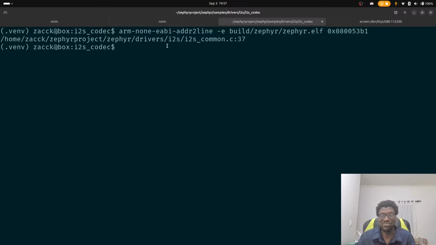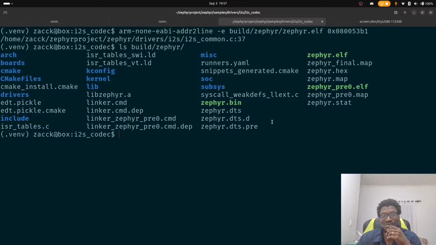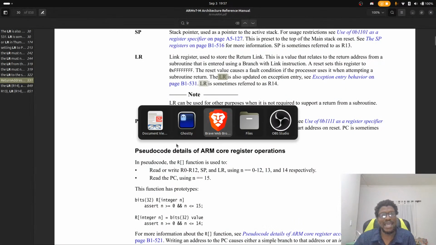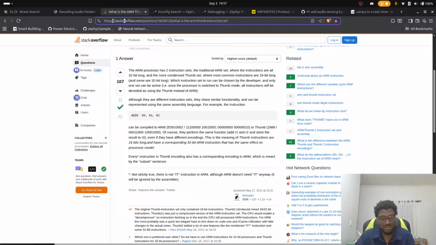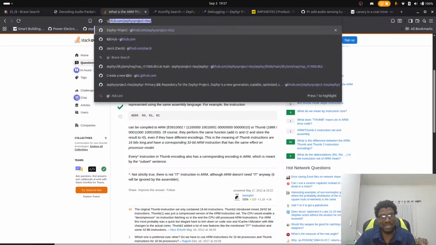Okay. I know it's worked, I know it did the magic, but let's actually just look at what's in build zephyr. So we want to go through this, which is an executable and linkable format file, to tell us what is happening. Basically I2S common.c. I2S common.c. So the error is happening in Zephyr, which we can't actually look at from GitHub. I can look at it on my computer, but I don't want to.